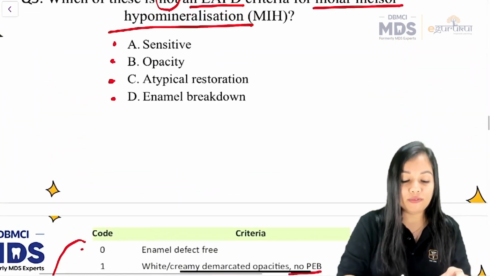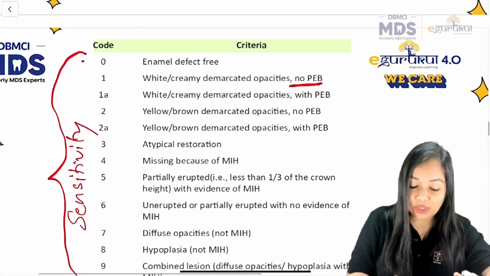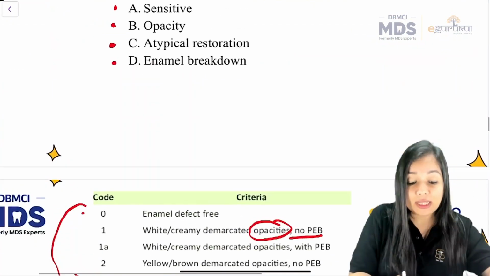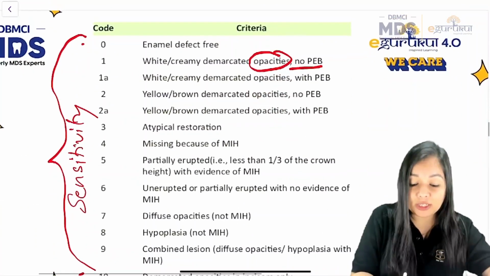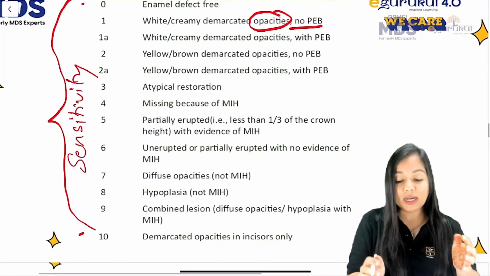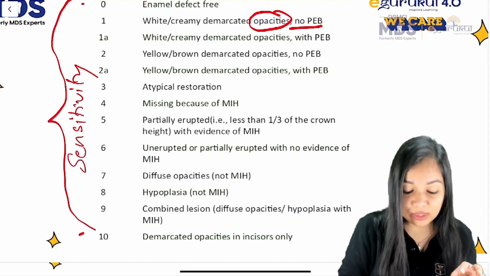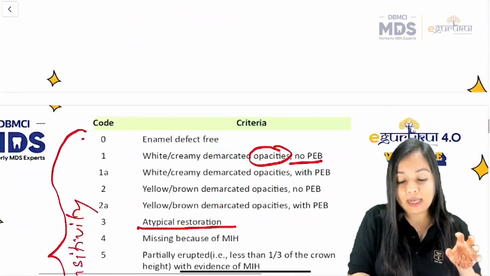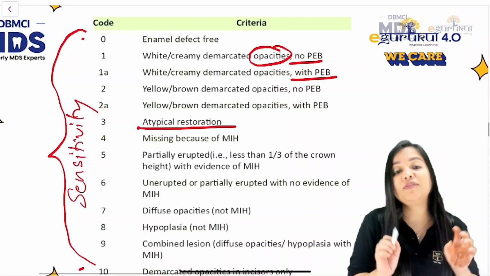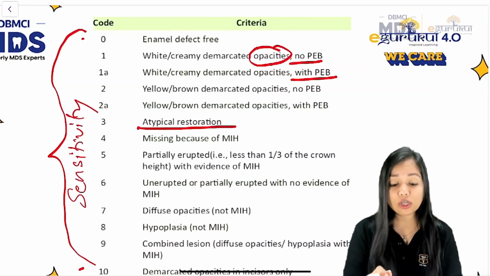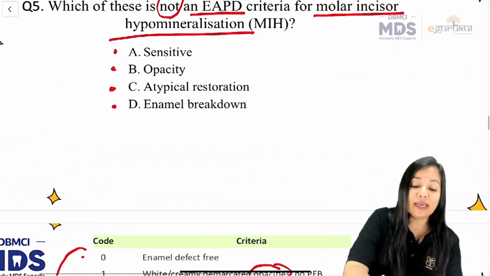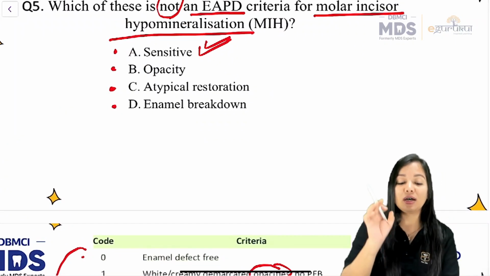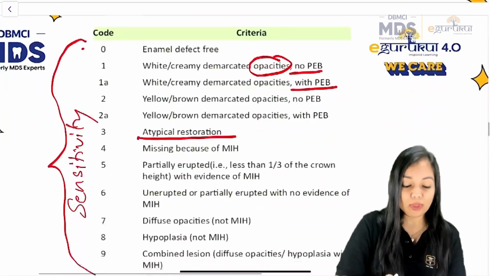Okay, so you have these options, that is opacity. They are talking about demarcated opacities over here. Then you have the option atypical restorative breakdown. So there are atypical restorations also in this. And then enamel breakdown. So there is a post-eruptive enamel breakdown over here. So you have all of these three except for sensitivity, which is not included in the MIH EAPD criteria, right?